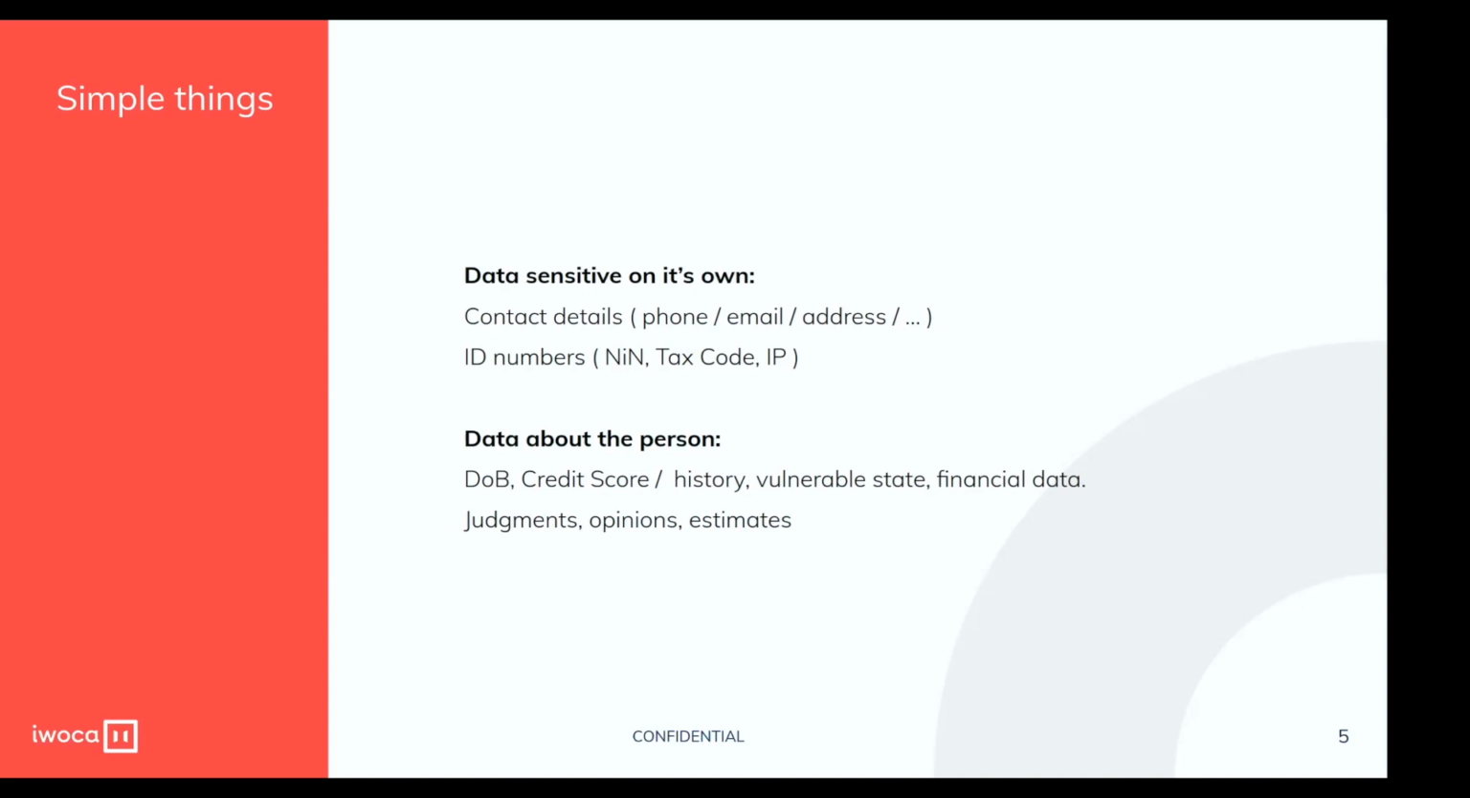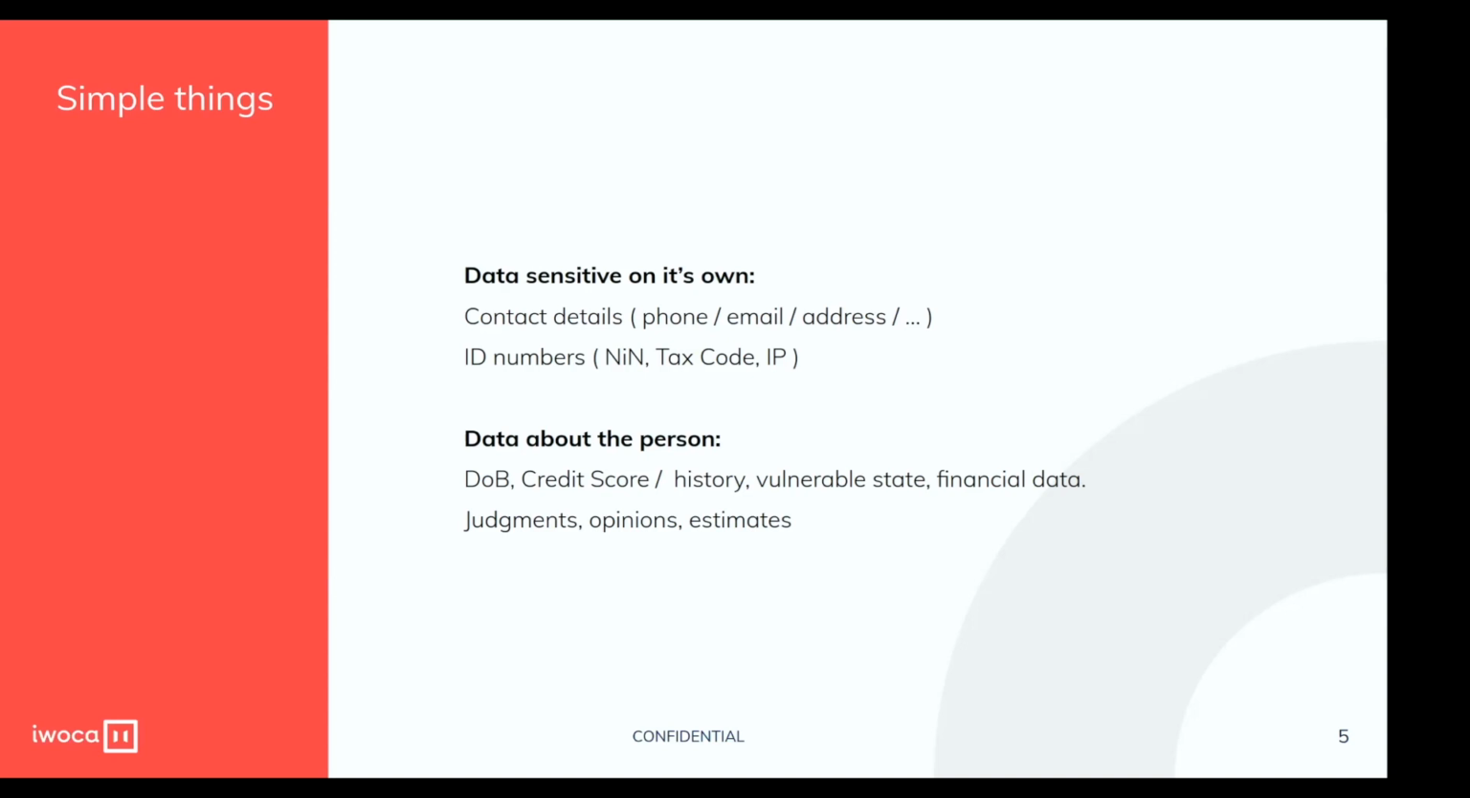Also details about the person that on their own don't let you identify the person are fully considered under GDPR, and you should protect them too. So date of birth, credit score history, vulnerable state is an interesting one. We started dealing with it some time ago. If someone is sick, has cancer, has a mental issue, that's protected under GDPR. You have to be very careful who knows about that.